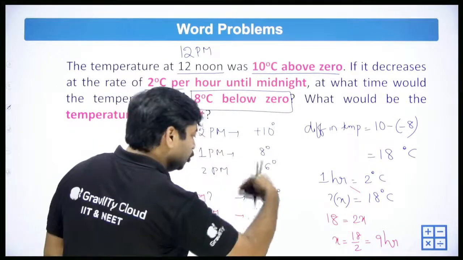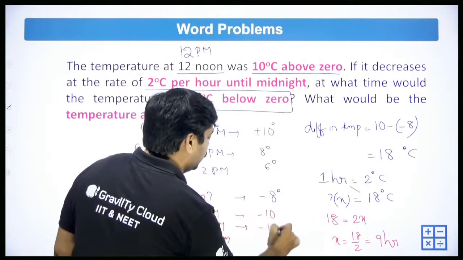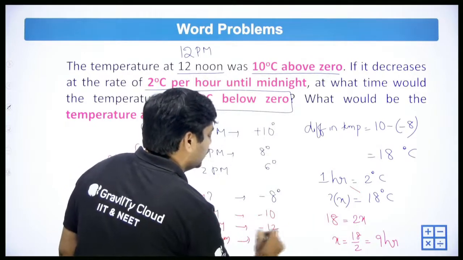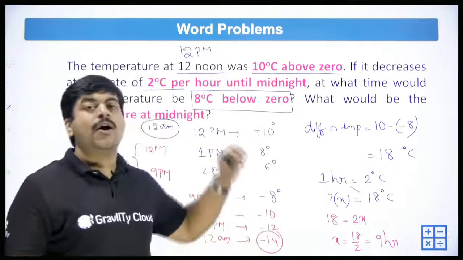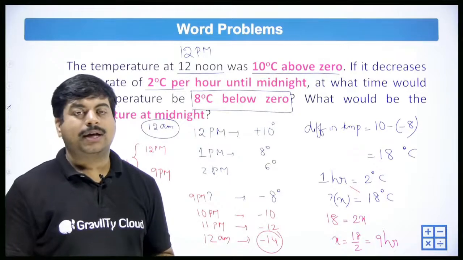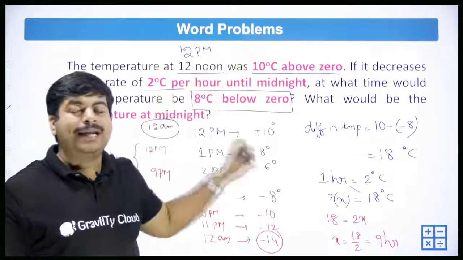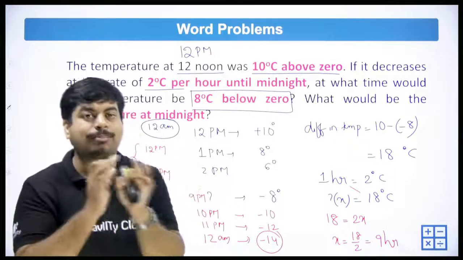Now 2 degrees less, you will fall to minus 10. 2 degrees more, minus 12. 2 degrees more, minus 14. So at midnight, the temperature will be minus 14 degrees Celsius. Right? From 10 to minus 8, you're having a total of 18 degrees Celsius as the difference in temperature.